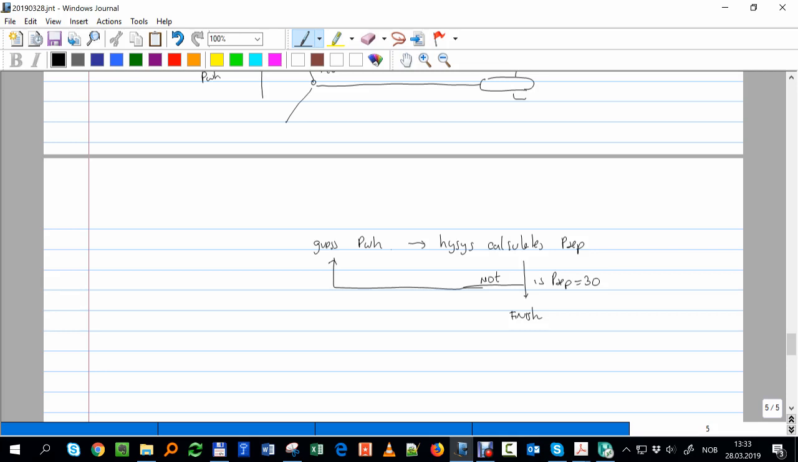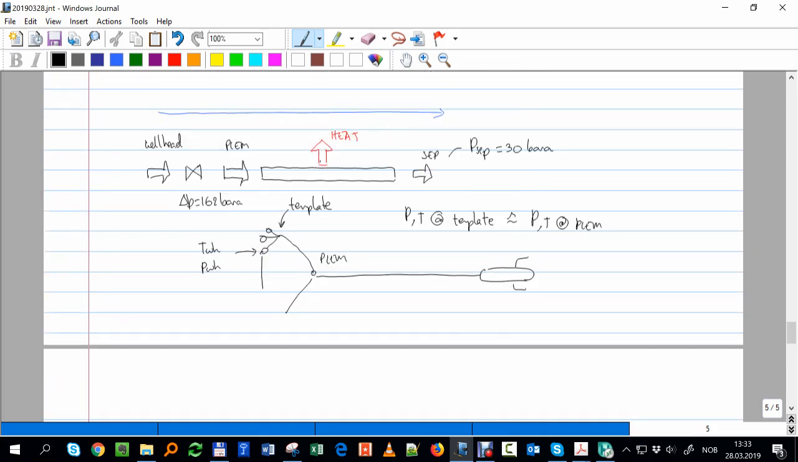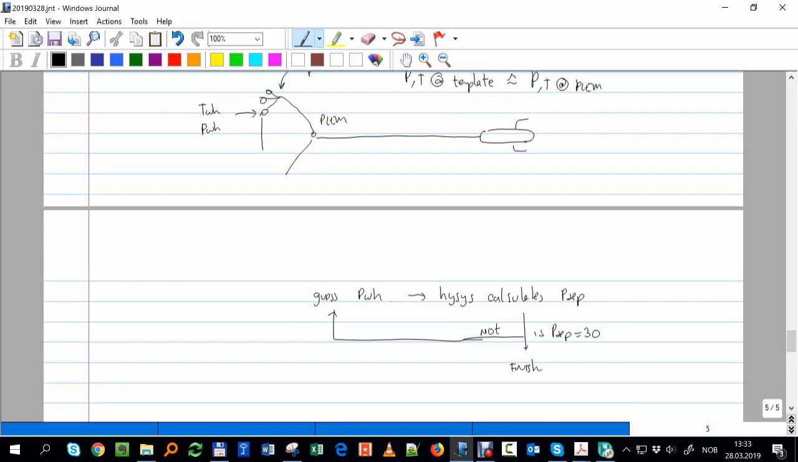Some of you already told me that the pressure actually gives much higher than reservoir pressure, but I'm telling you, don't be concerned. We have done it with dry gas, so it should be different. We are not going to be concerned about that just now.